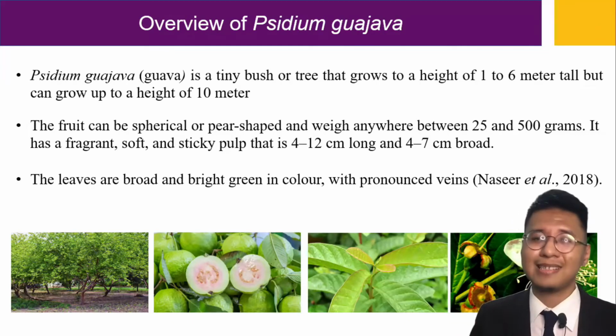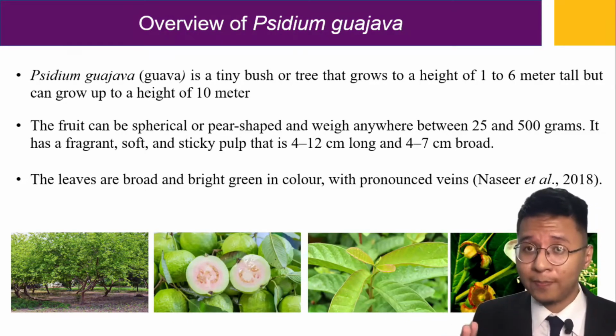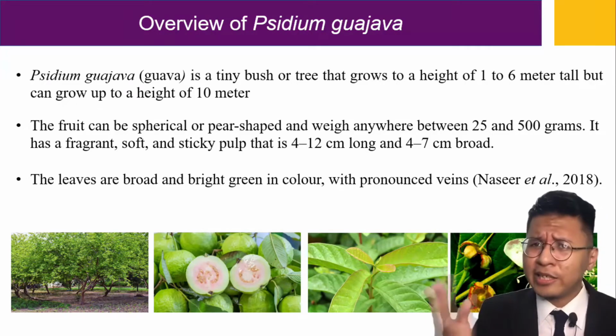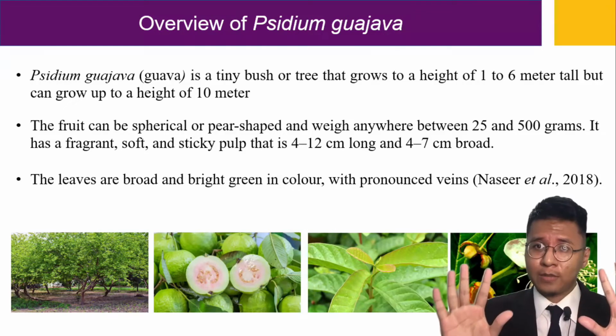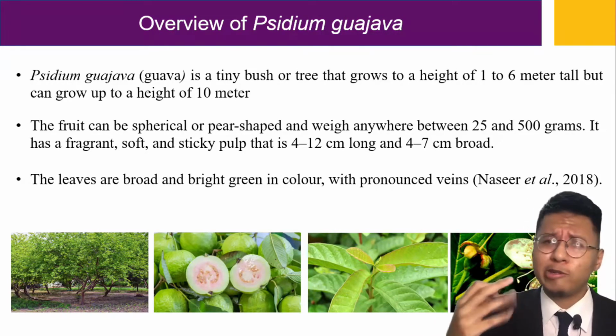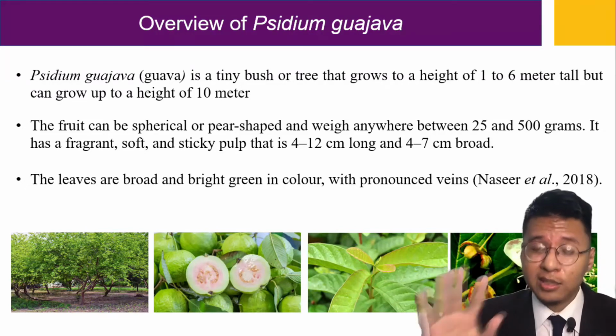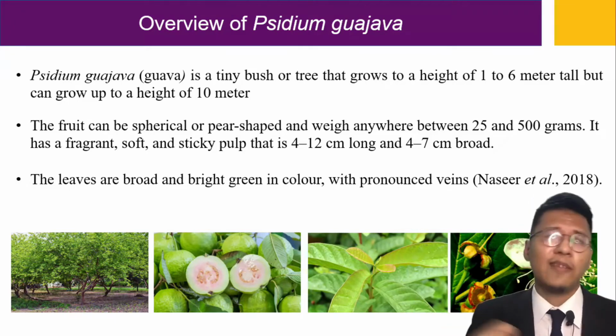Let me bring you into the content of the review. Firstly, I want to highlight the overview of Psidium guajava. Guava generally is a tree or a bush which can grow from 1 to 10 meters in height. The fruit could be spherical or pear-shaped and weighs anywhere between 25 to 500 grams. The leaves are broad, bright green, and have prominent veins.